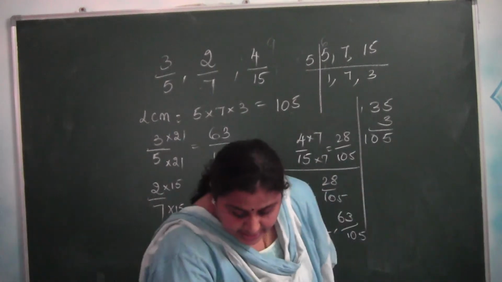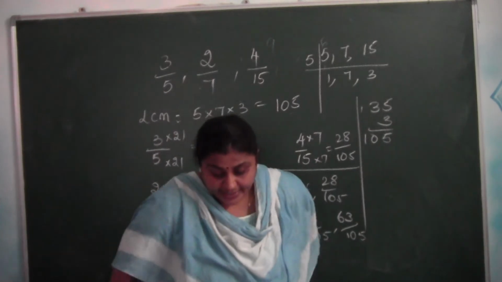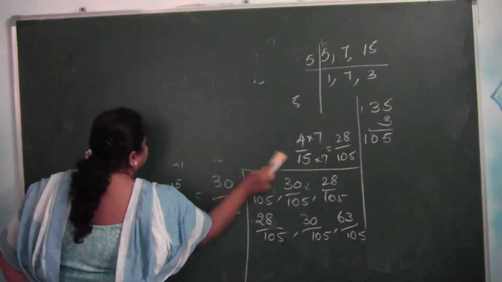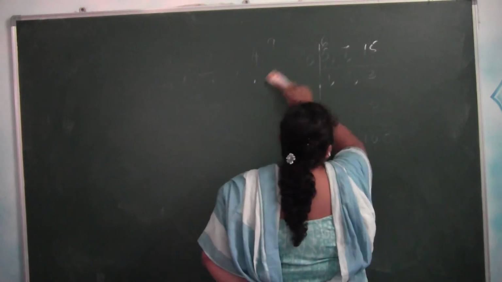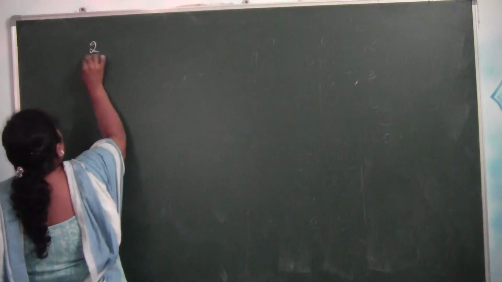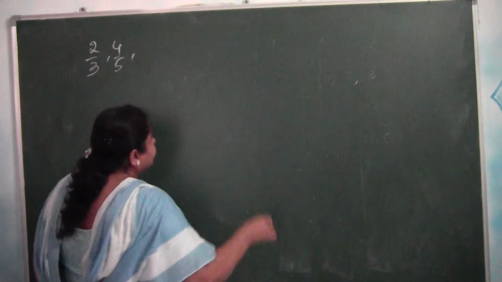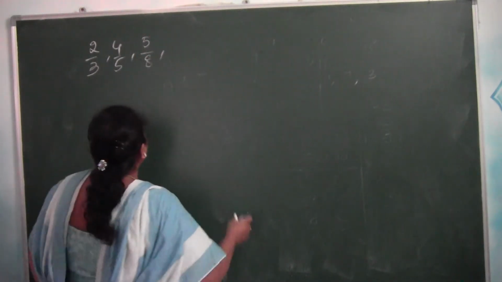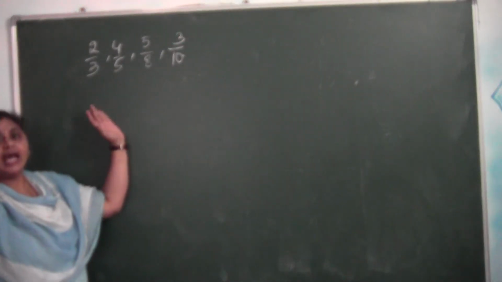Okay. Now let us add the fractions. Should I explain you any other problem? Okay. Let us take fractions so that you will have complete idea how to compare. Now let us take 4 fractions. What are those? 2 by 3, 4 by 5, 5 by 8 and 3 by 10. So I am taking here 4 fractions and I am comparing now.